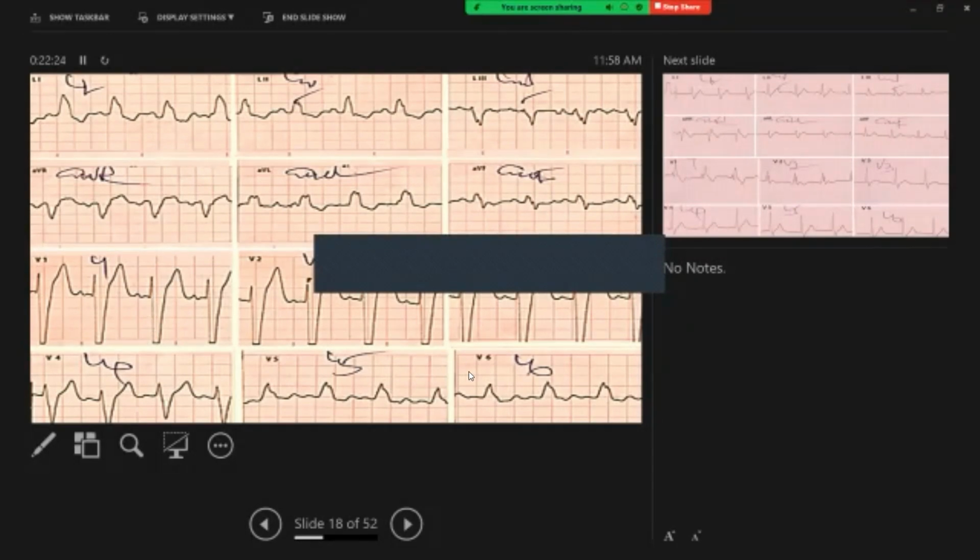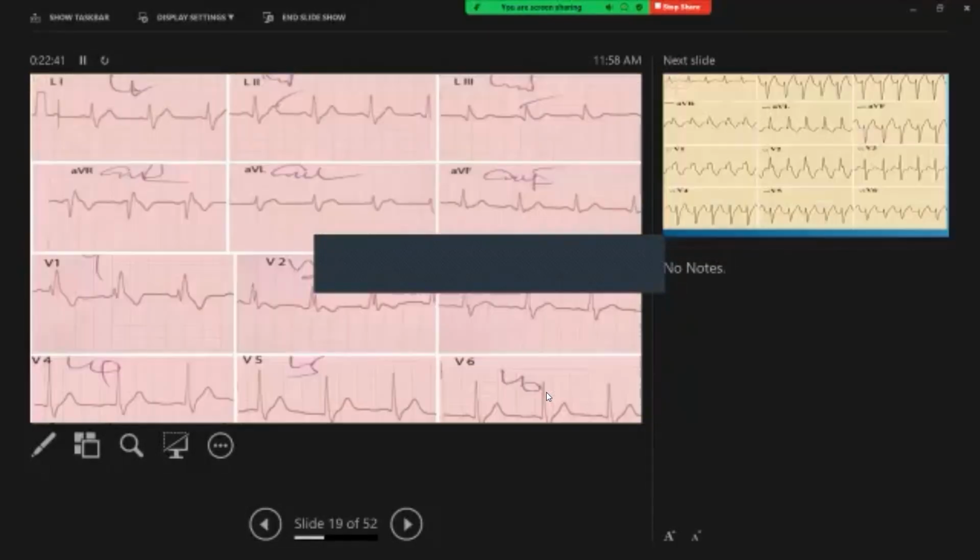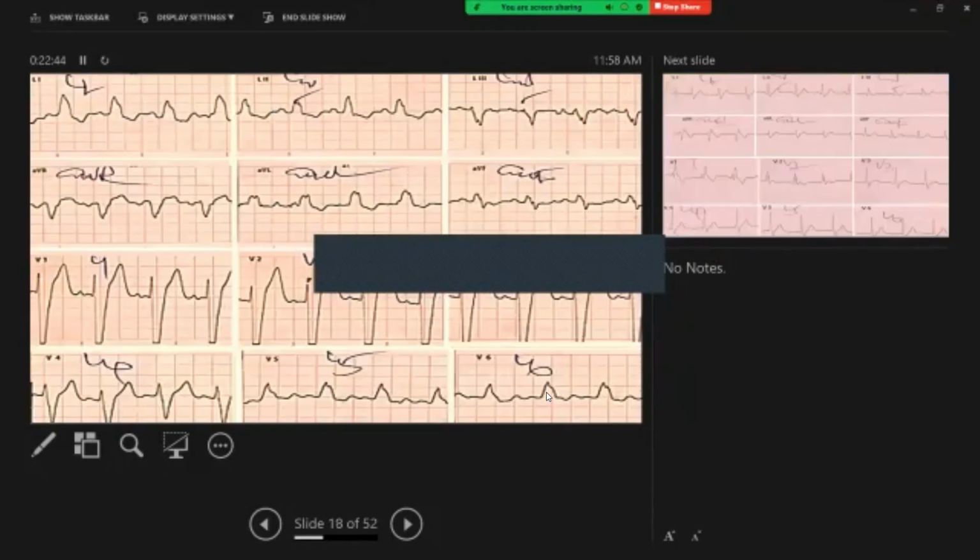To confirm that, you have to look at lead V6. So in lead V6, in left bundle, you can see a tall, broad R wave, and the notches can be seen. These notches are due to slow conduction. Now in lead 1 also, you can see the tall, notched R waves and broad base. So this is left bundle branch block with sinus tachycardia.